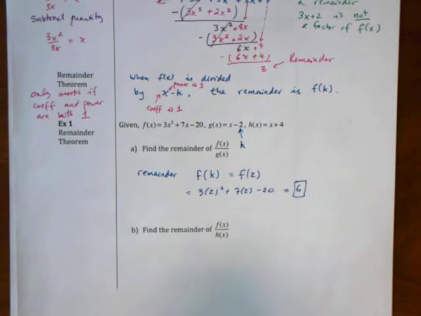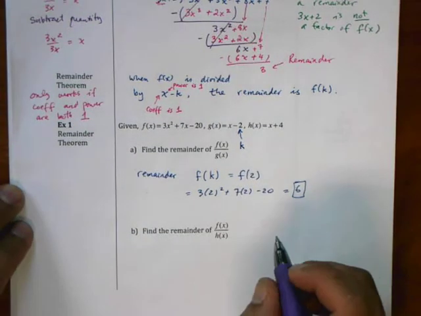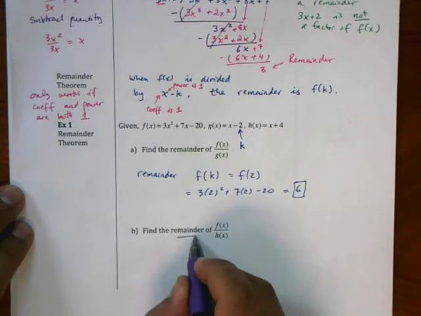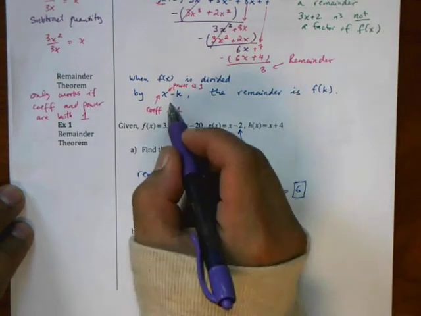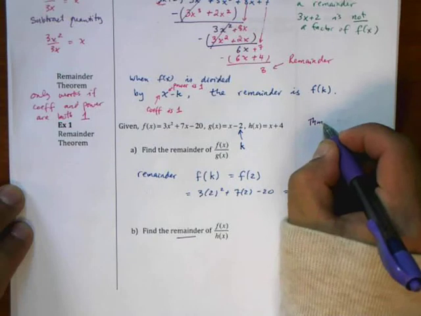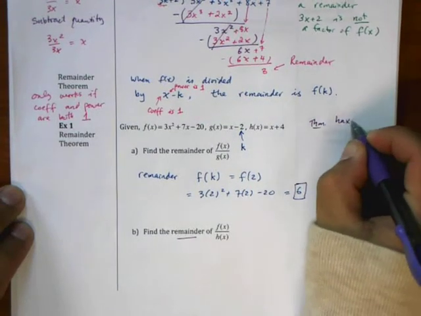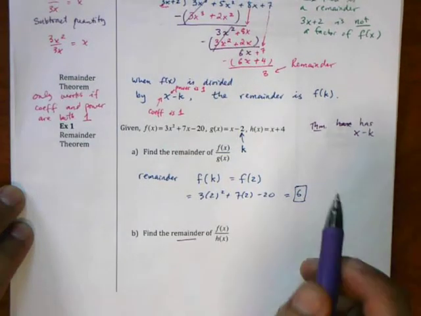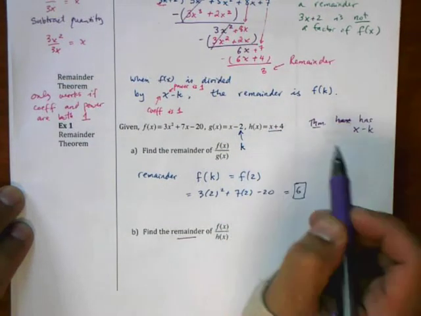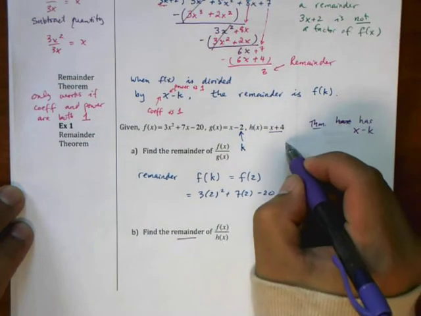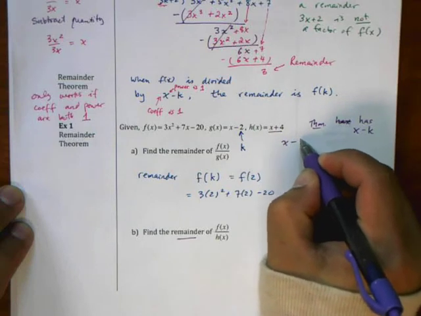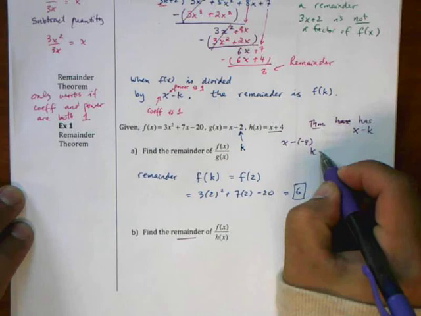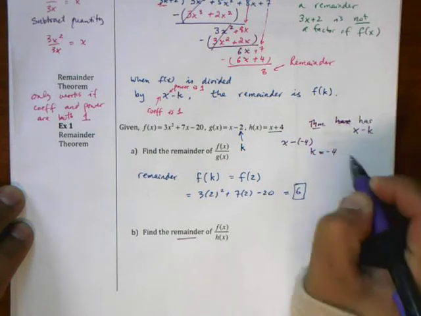Okay, so hopefully you tried it, and now we're going to do this problem here. F of x divided by h of x, what's the remainder? And we have to be careful. The theorem has this form, x minus k. Here we have x plus something, so we need to rewrite it as x minus k. So x minus negative 4. That's the same thing as this. So this tells us that k equals negative 4, not 4.